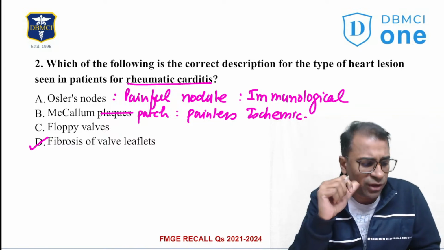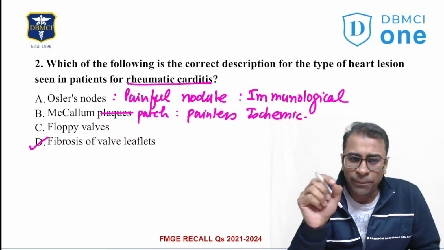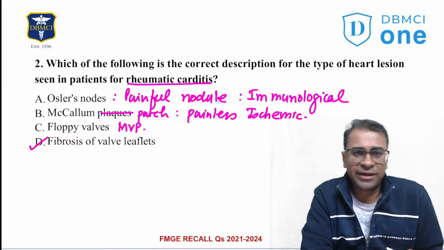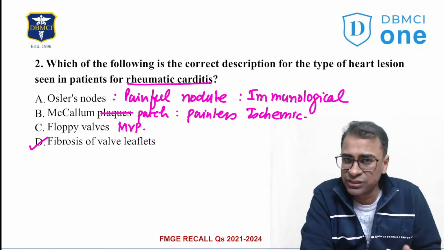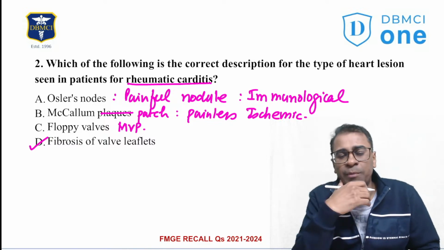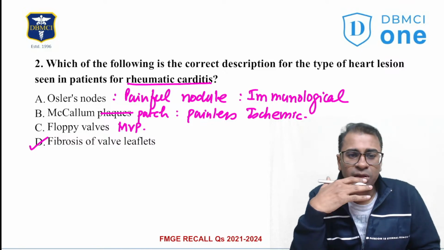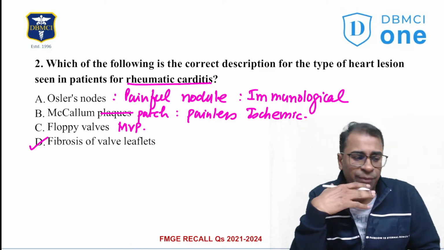Okay, what is a floppy valve? Anyone, do you know what is a floppy valve? Floppy valve basically is a mitral valve prolapse and has nothing to do with rheumatic arthritis. Rheumatic arthritis initially shows mitral regurgitation, and the chronic causes will lead to mitral stenosis, but will not show you any type of floppy valve in the case of rheumatic arthritis. Okay.